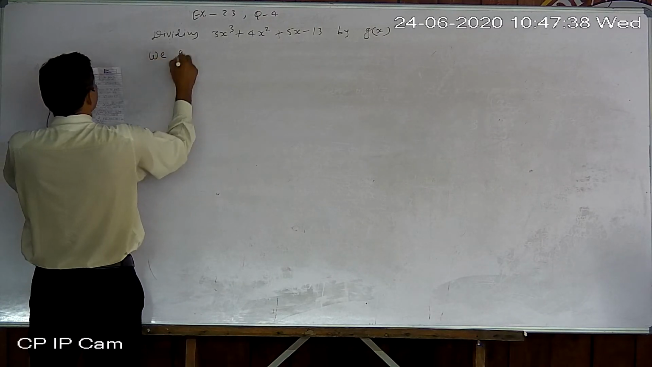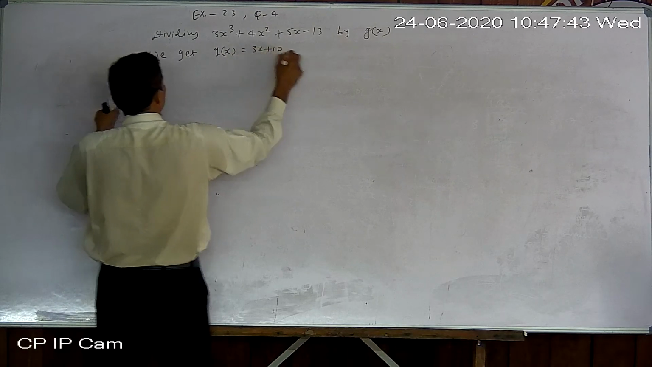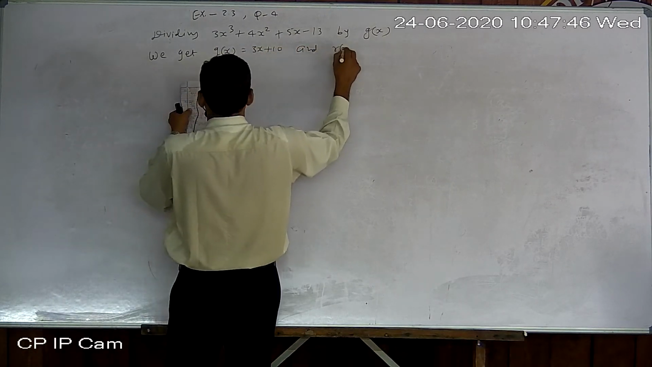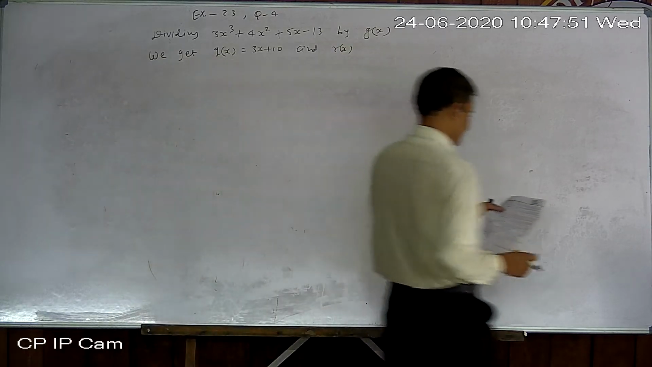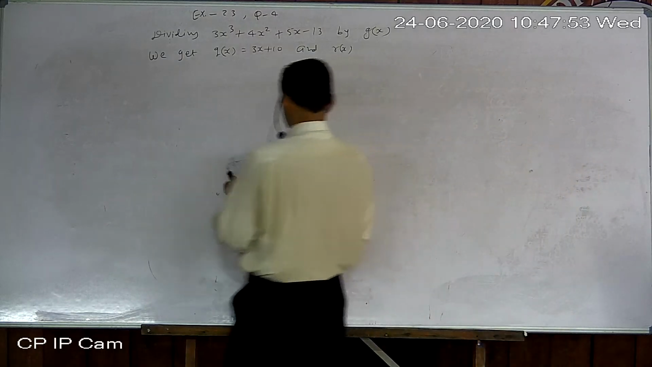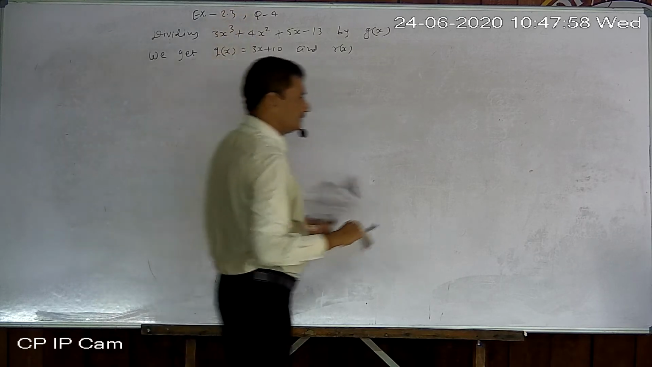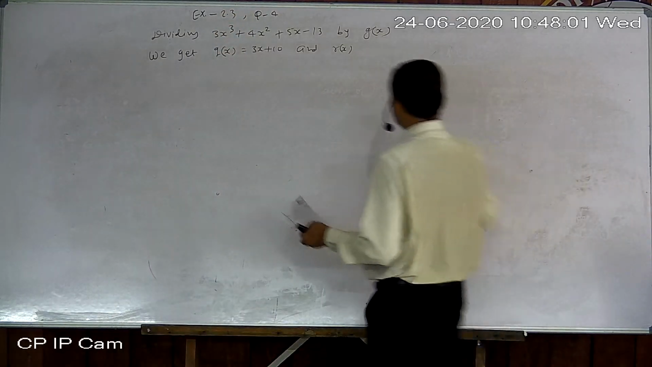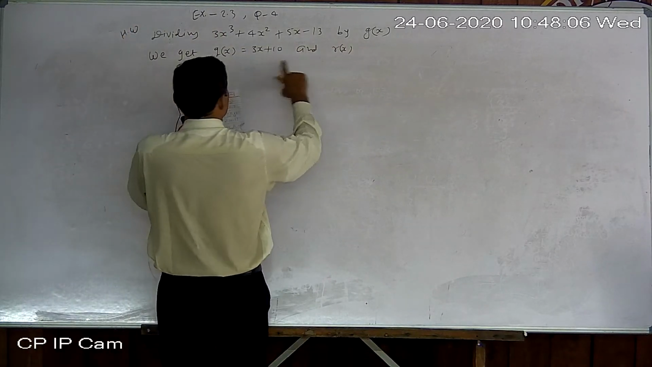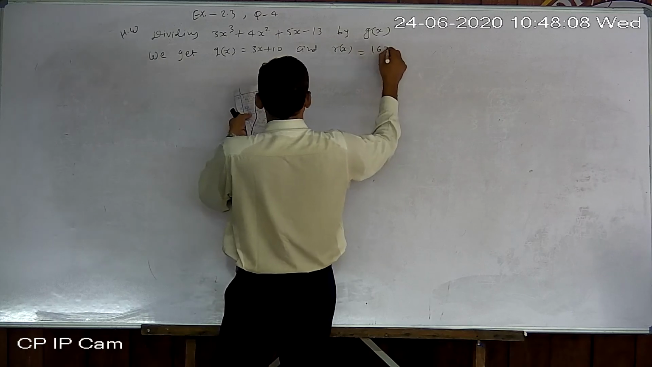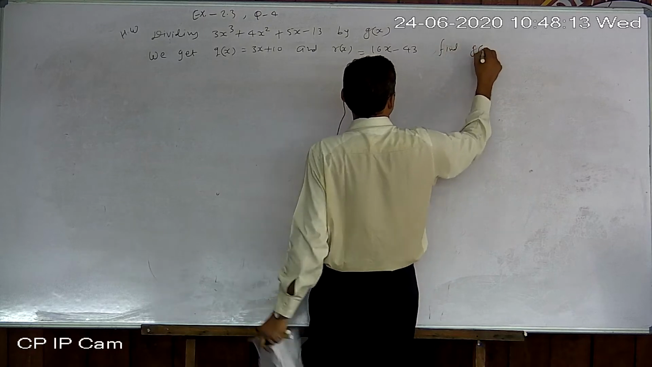We get q of x 3x plus 10 and r of x, sorry, that is okay, no problem, 5x minus 30. That is not question number 4. I have written your homework. Okay, so this will be in homework. This will be in homework. q of x is 3x plus 10 and r of x equal to 16x minus 43. Find g of x. Okay.